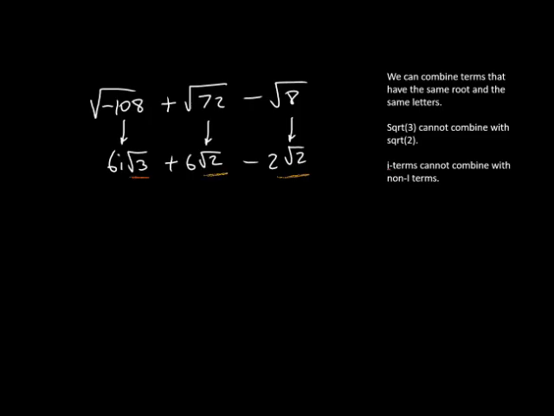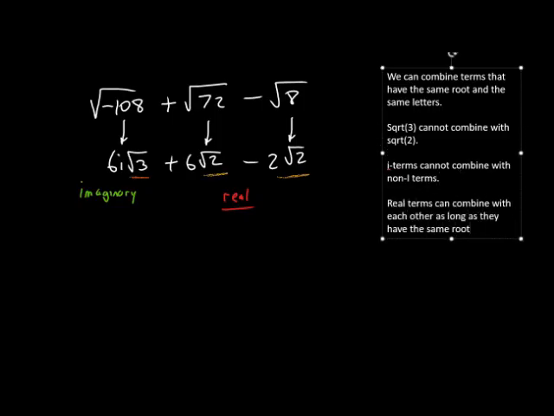The terms that contain i are called imaginary. The terms that do not contain i are called real. We do not combine real terms with imaginary terms, but we can combine real terms with each other as long as they have the same root. Similarly, imaginary terms can combine with each other as long as they both have i and the same root.